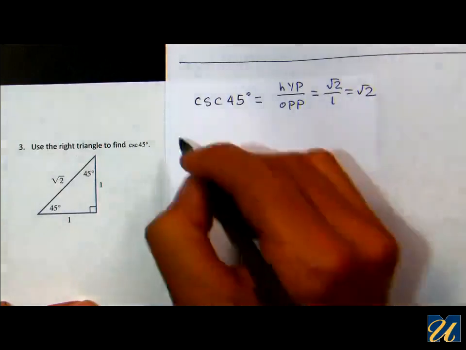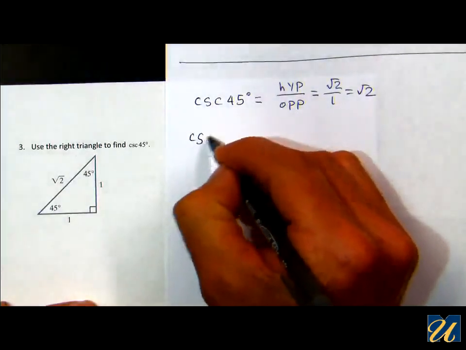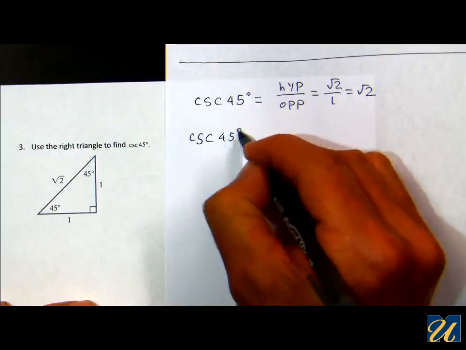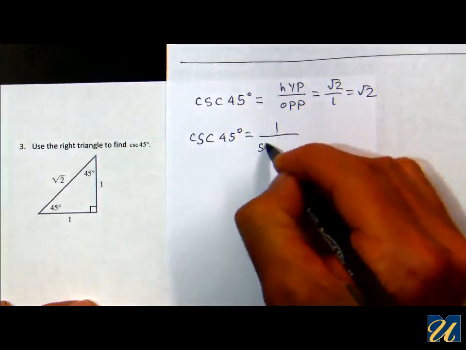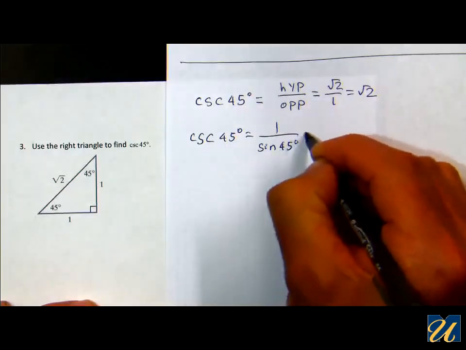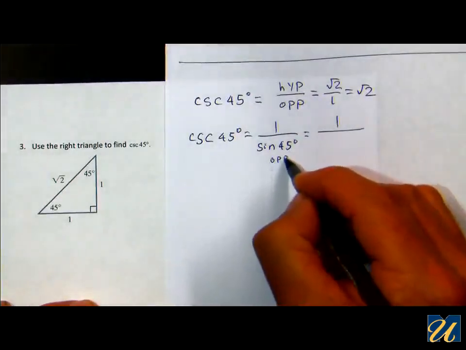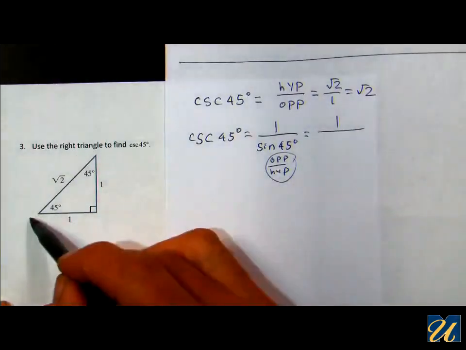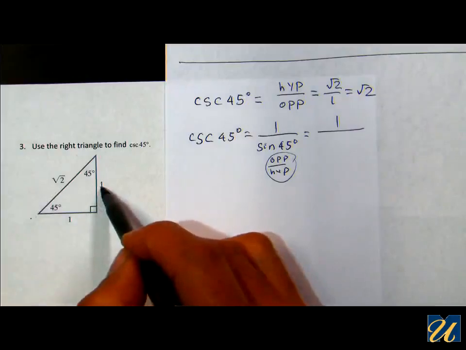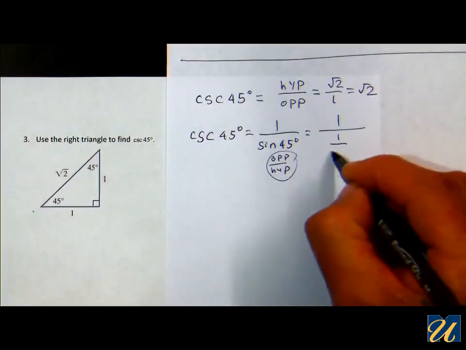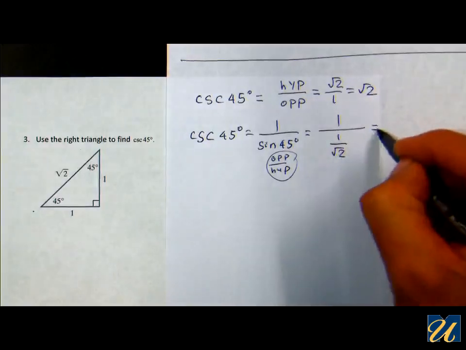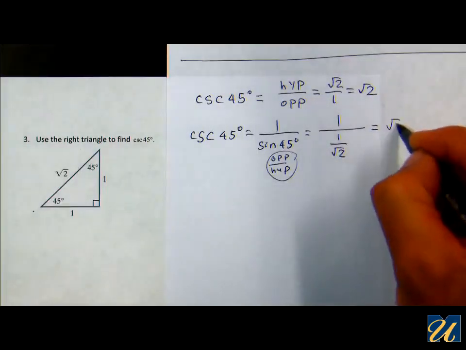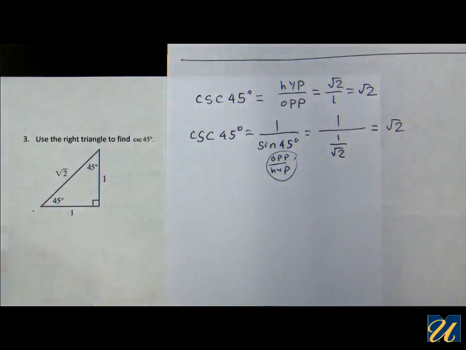You could also use the fact that the cosecant of 45 degrees is 1 over the sine of 45 degrees. Okay? The sine of 45 degrees is the opposite length divided by the hypotenuse. So look through 45 degrees, opposite is 1, hypotenuse is root 2, 1 over root 2. When you reciprocate, 1 divided by 1 over root 2, you get the same result as before, root 2. So either way, you can find the cosecant of the angle.